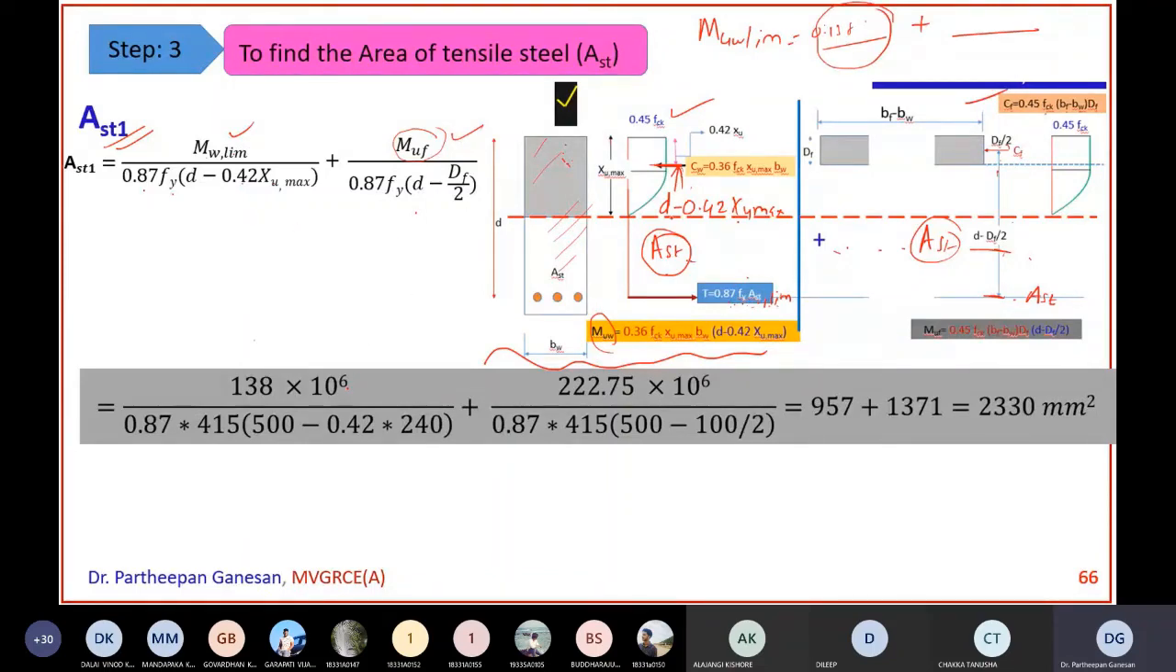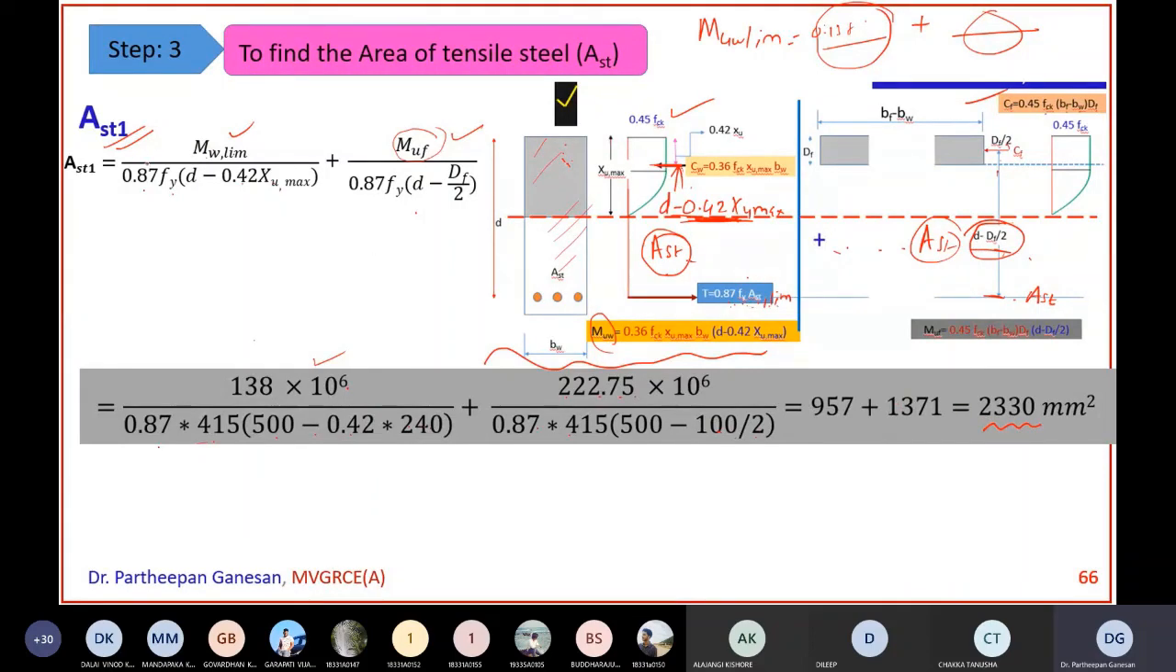Correspondingly, d minus 0.42 xc max is the lever arm. So 0.87 fy Ast1 times d minus 0.42 xc max is the lever arm. That is one. And the second one is for the flange, and the lever arm is d minus Df by 2. That moment is already given in the previous step, 0.87 fy d minus Df by 2. If you calculate, this is coming to 2330 millimeter square.